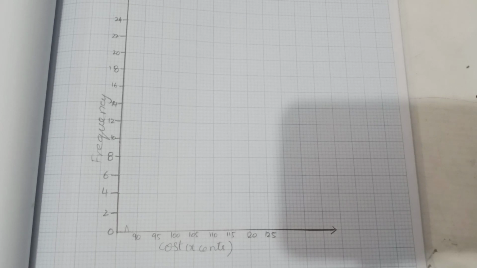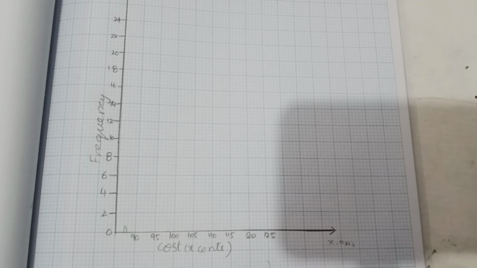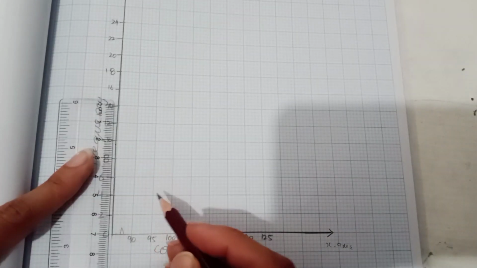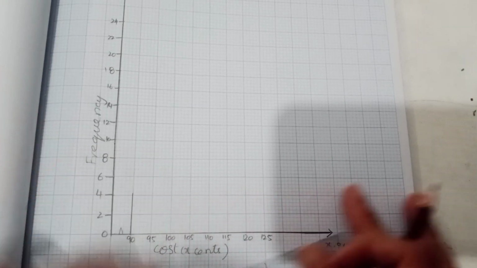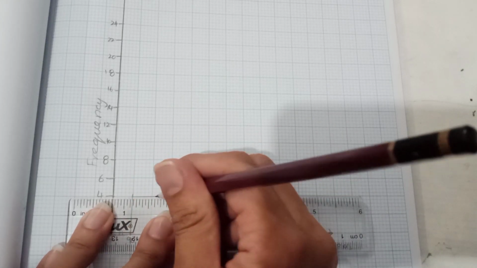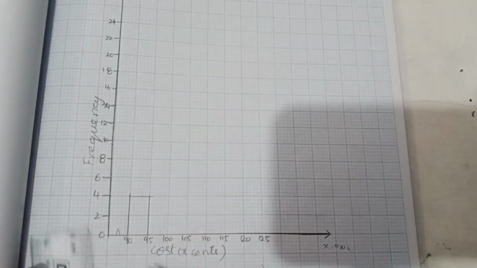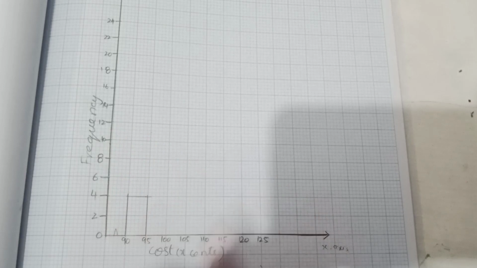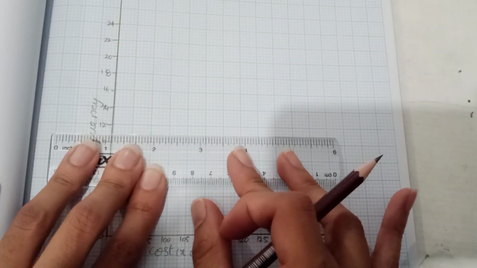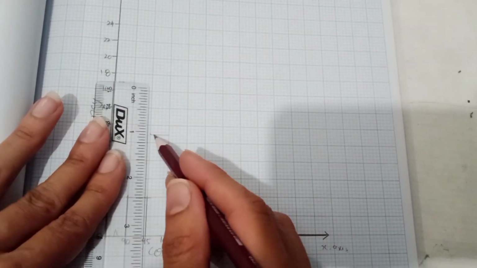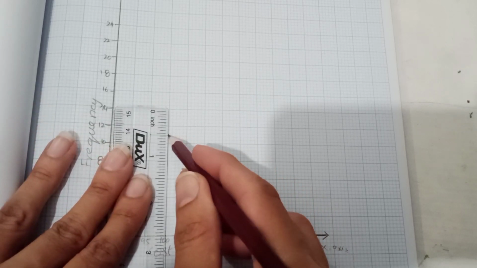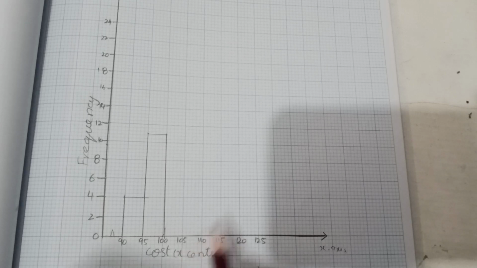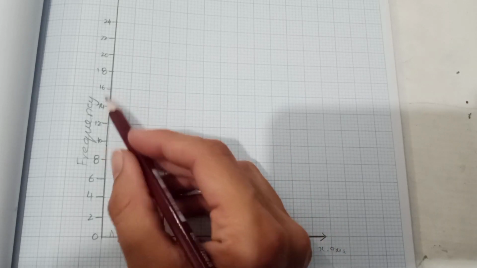Now students, this is a graph paper. I take the cost along the x-axis and frequency along the y-axis. From 90 to 95, I can observe the frequency is 4. And from 95 to 100, the frequency is 11, and that is in the middle between 10 and 12. And from 100 to 105, the frequency is 15, and that is the middle of 14 and 16.